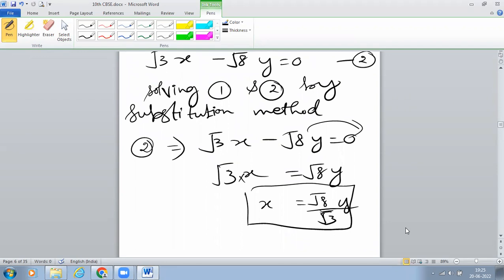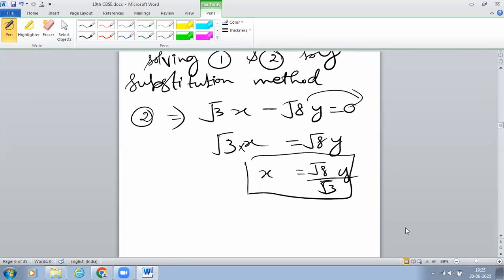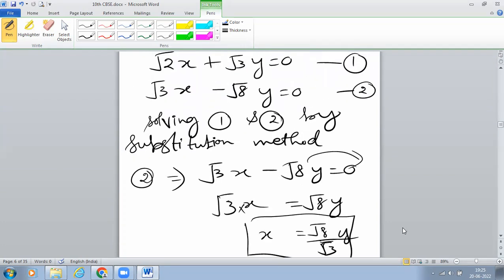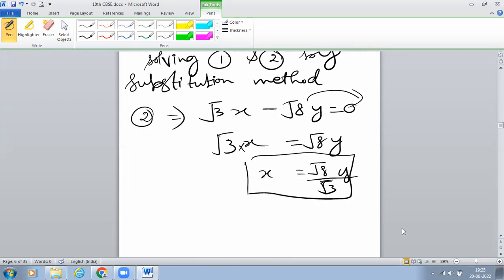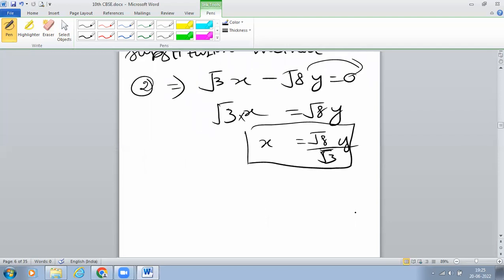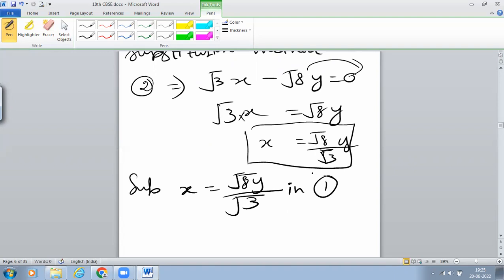So we got x is equal to root 8 divided by root 3 into y, or else root 8 into y by root 3. So this value of x we have to substitute in the next equation, that is equation number 1, because we have formed this x is equal to root 8 into y by root 3 with the help of equation number 2. Now we have to substitute the value of x in equation number 1.